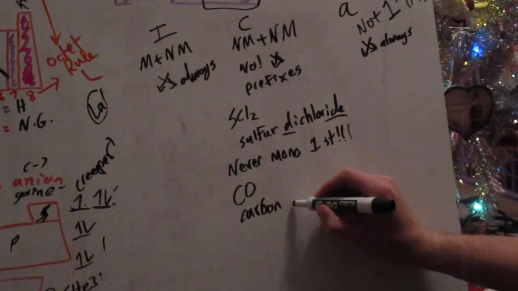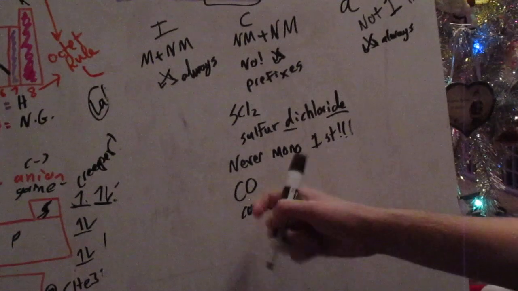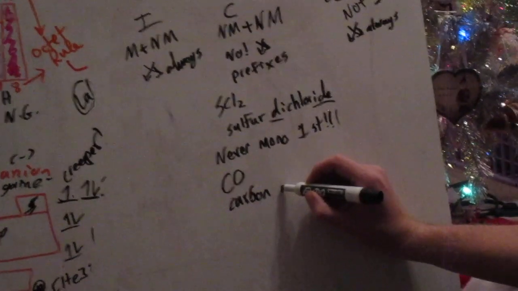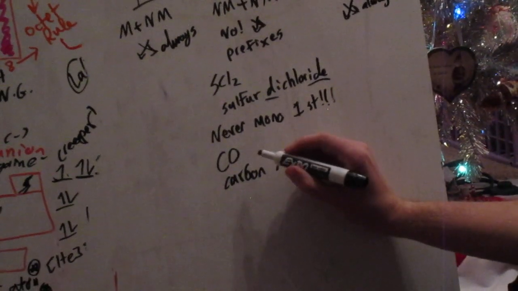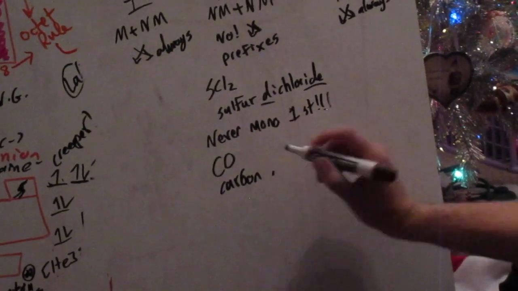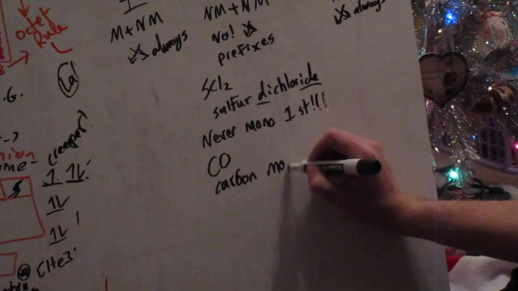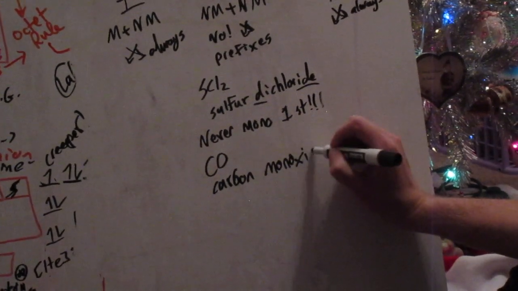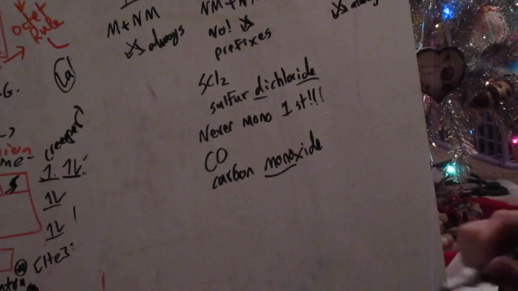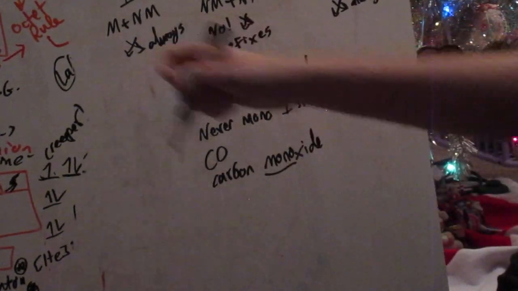Never mono first. What is CO? You know what this is. We have a detector for it right over there. Carbon monoxide. This is carbon monoxide. So you may have it in the middle, so to speak, okay? That's fine. With ionic, actually, you know what?